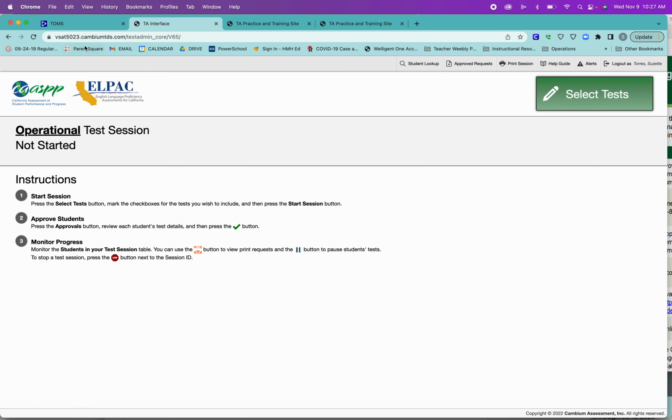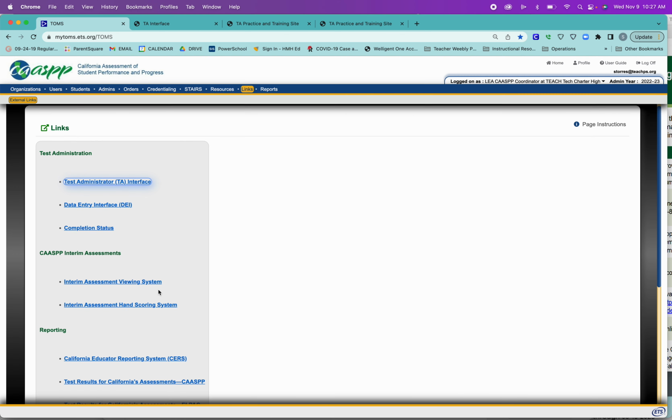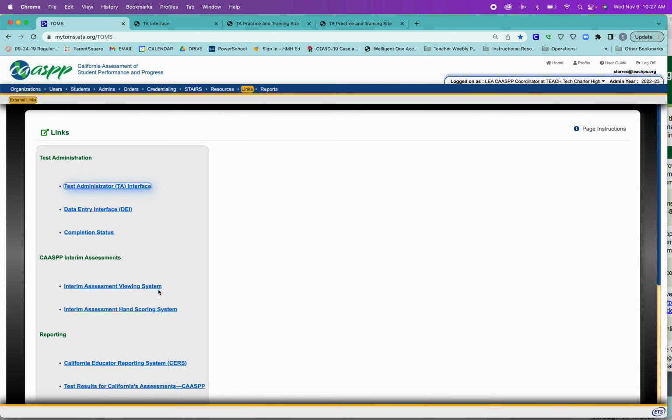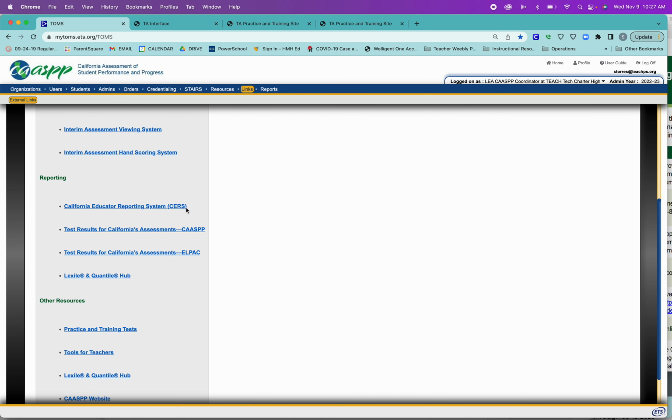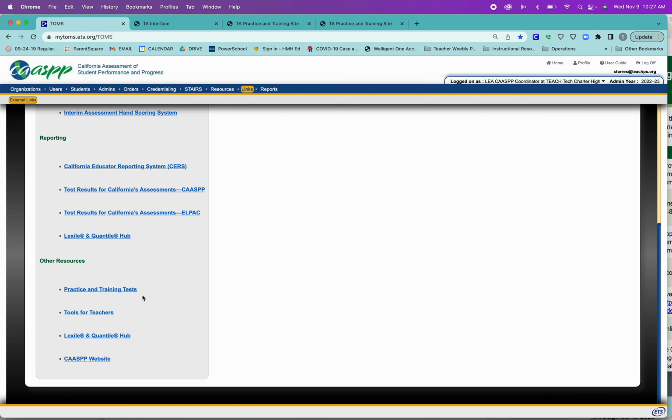So those are 4 ways that you can use the 3 different platforms within your TOMS system. The test administrator as a standardized or non-standardized assessment, the interim assessment viewing system, and the practice and trainings tests.